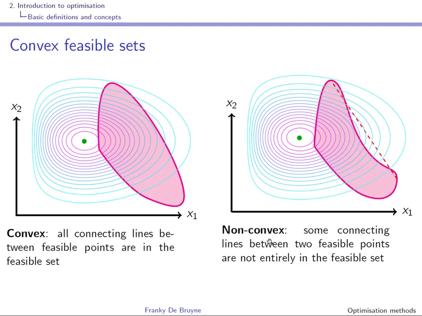Likewise, we can speak of convex feasible sets. If the feasible set is convex, it means that all connecting lines between any feasible points are in the feasible set. And so this is an example of a convex feasible set. In this example over here, you can see that some connecting lines between two feasible points are not entirely in the feasible set. So this is a non-convex feasible set.